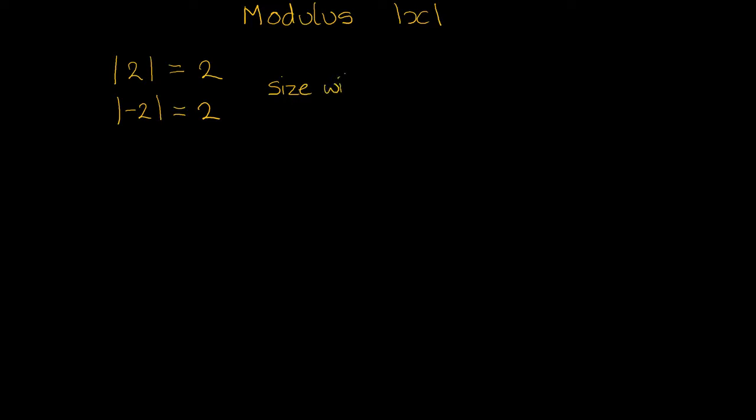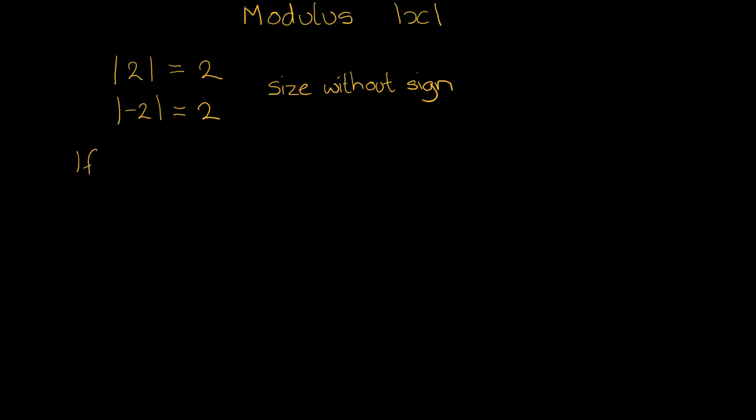Now I need to introduce you to the modulus, which looks like this. So it's these two straight lines. What does it mean? If I have the modulus of plus 2, then it equals 2. If I have the modulus of minus 2, then that also equals just 2. So the modulus is about the same size number, but taking away the sign of it.